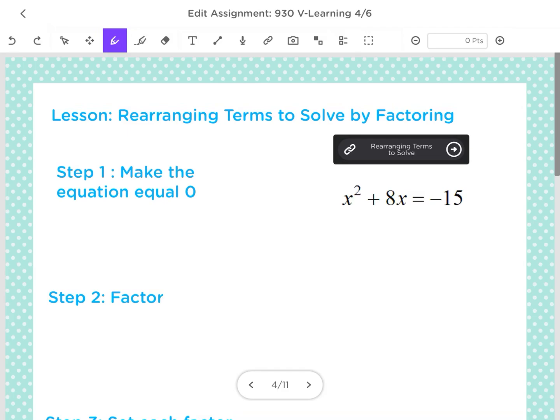with solving some equations that need a little rearranging in order to solve them. And we're specifically going to work with equations that are quadratic equations. So if you look at our first example on slide 4, we need to first start off by making this equation equal 0. So we're going to go ahead and add 15 to both sides.